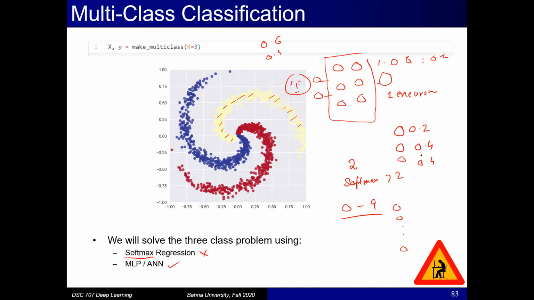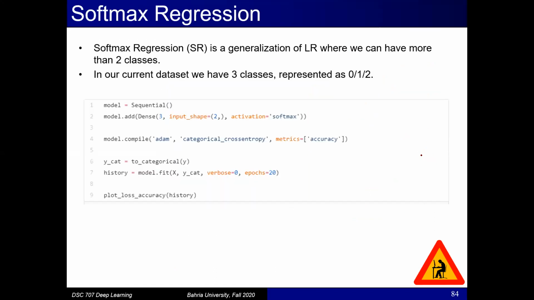And on the other hand, if you are trying to solve a multi-class problem, in which the number of classes is greater than 2, the number of neurons in the final layer will always be equal to the number of classes. Okay, so with that preamble, let's move ahead.